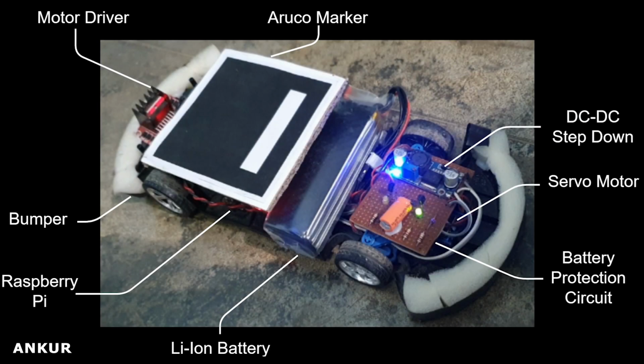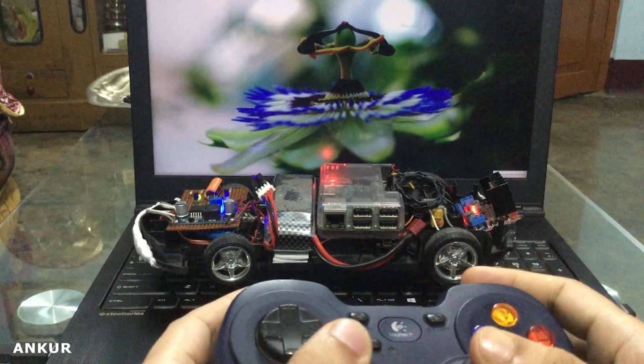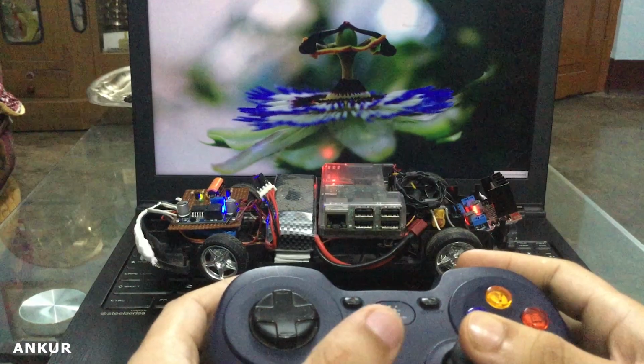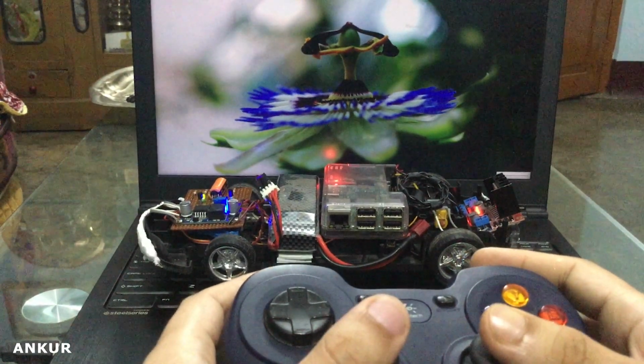I modified an RC car. There is a Raspberry Pi for onboard processing. For power, there is a lithium-ion battery, battery protection circuit and DC-DC step-down converter. A servo motor attached to the front wheels helps steer the car. I could then precisely control both the steering angle and the throttle of the car.